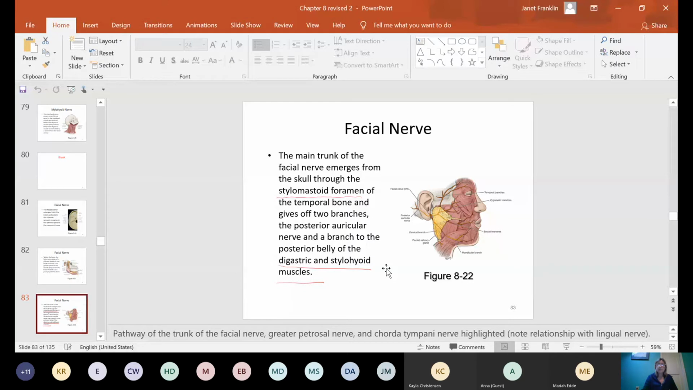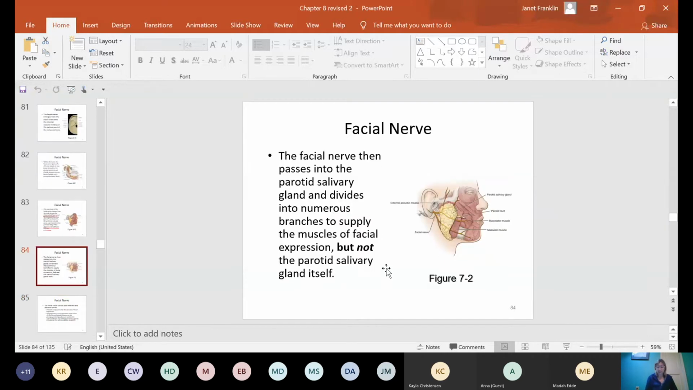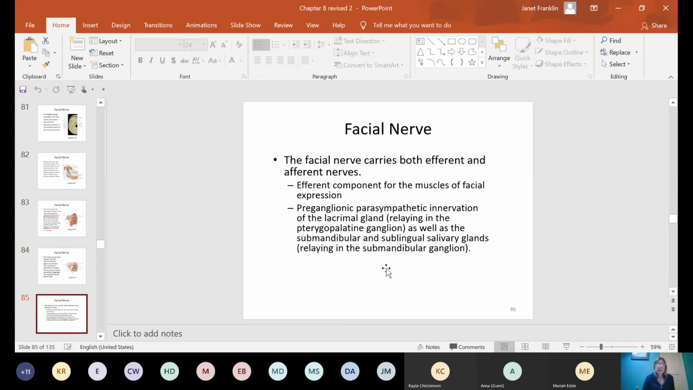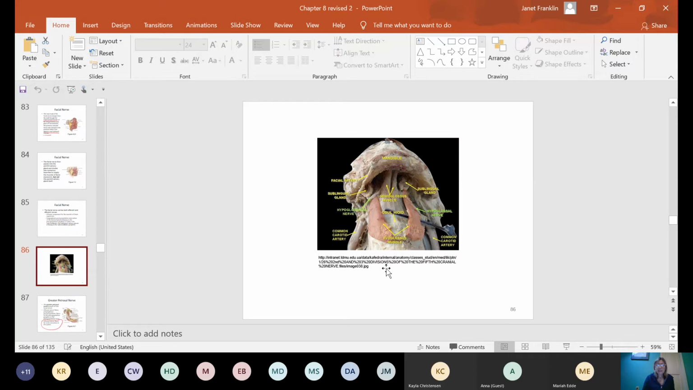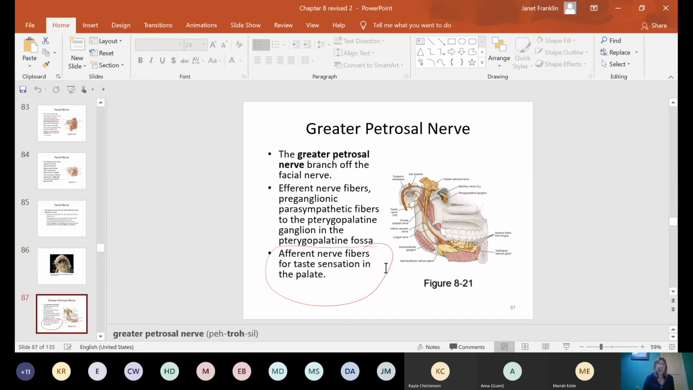The facial nerve passes through into the parotid salivary gland, but it does not innervate the parotid salivary gland. So that's important to know. It passes through this parotid gland, but it does not innervate the parotid gland. The parotid gland is actually innervated by the glossopharyngeal nerve. And there's a dissection of it.